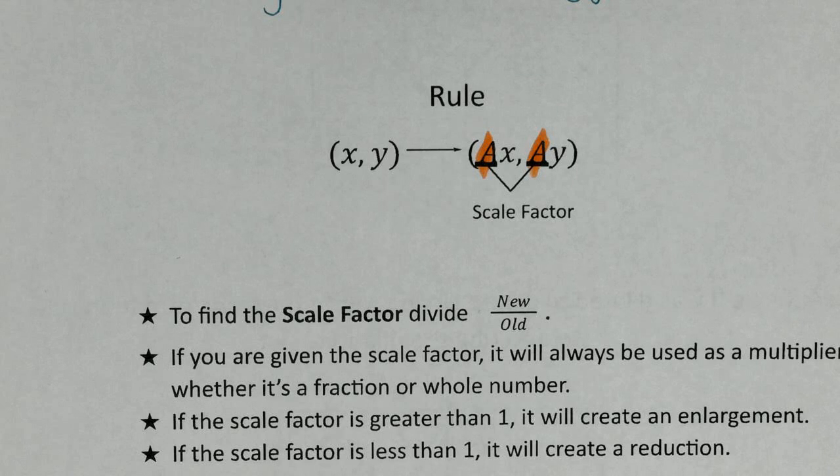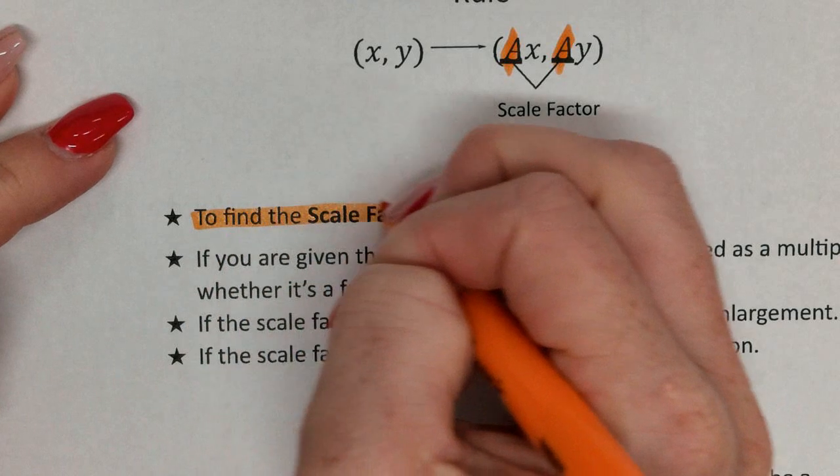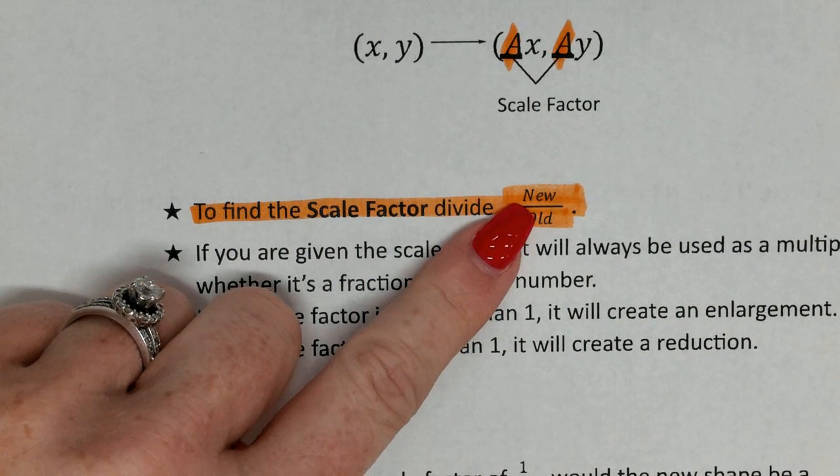Now, how do you find the scale factor if they don't give it to you? I just told you it was 5 times bigger or 1/5 of the size. How do you find it? You divide. Okay, now did I say to take the scale factor and divide? No. I said if you need to find the scale factor, you do what? Everybody look, this is super important. To find the scale factor, you divide new over old.